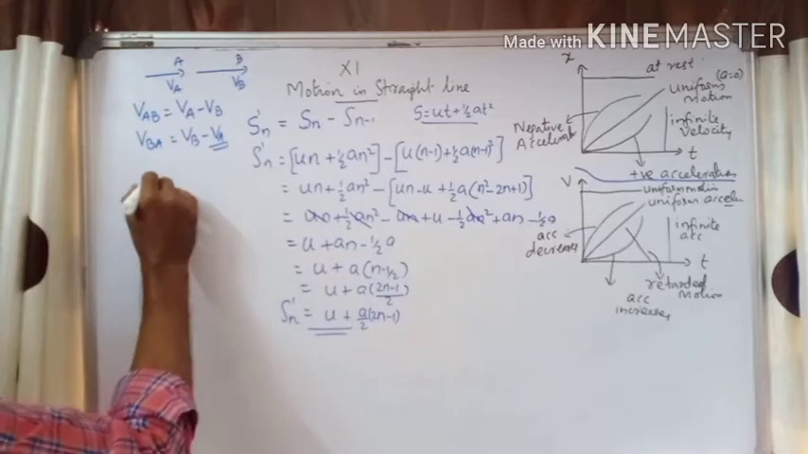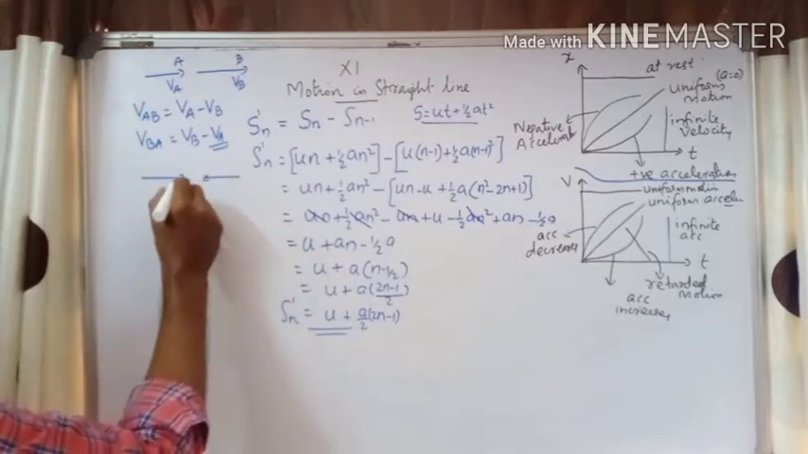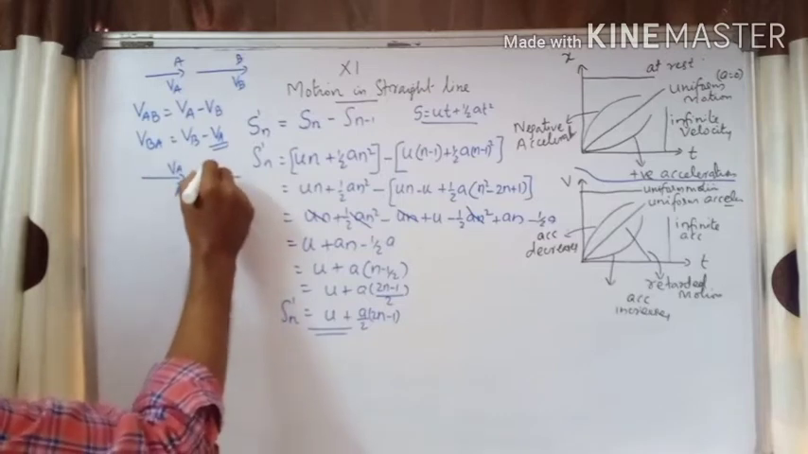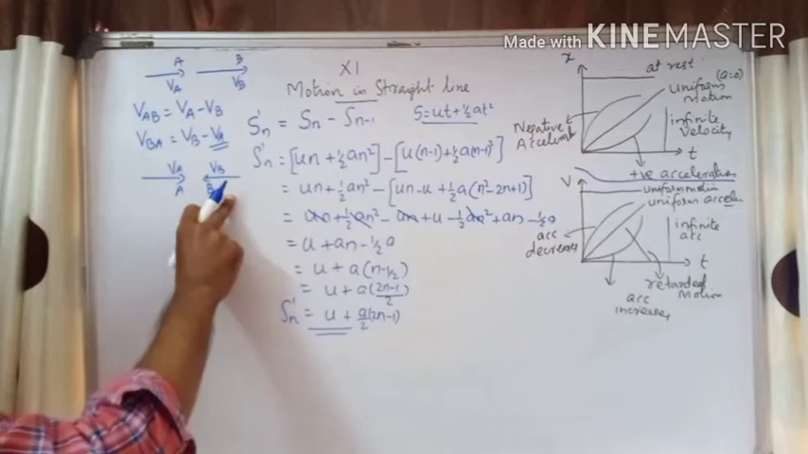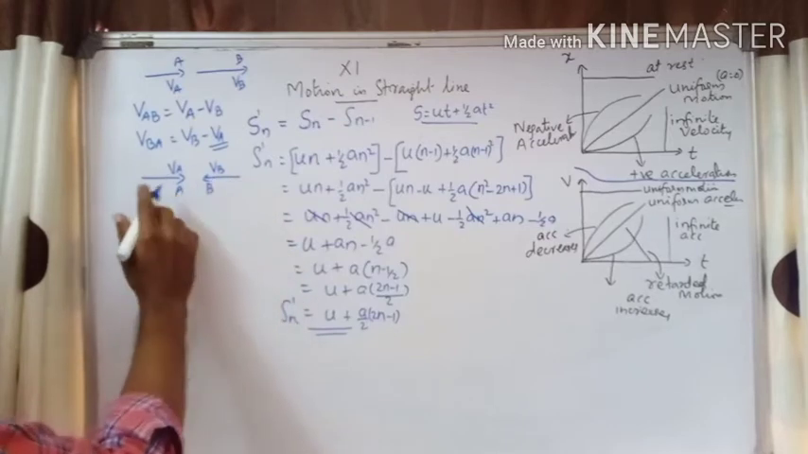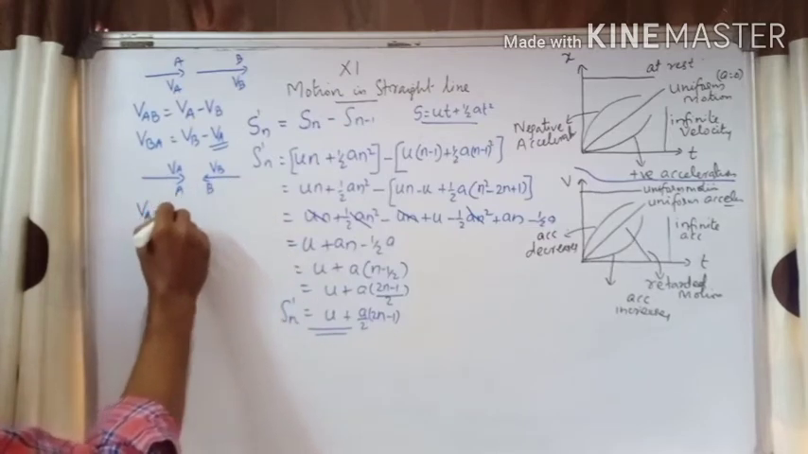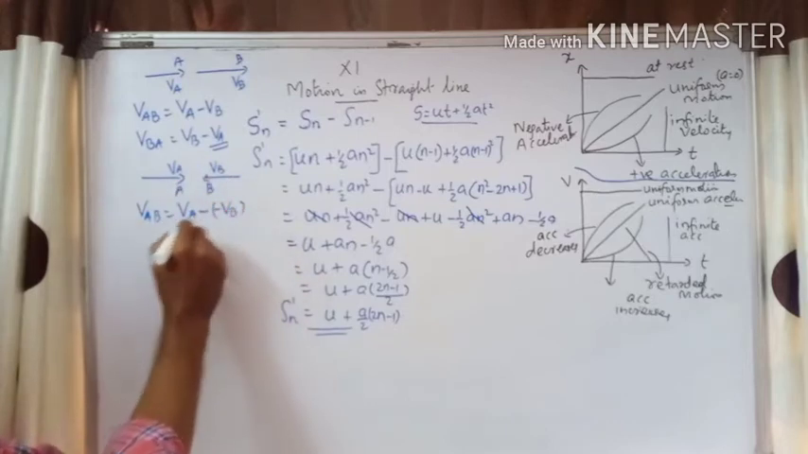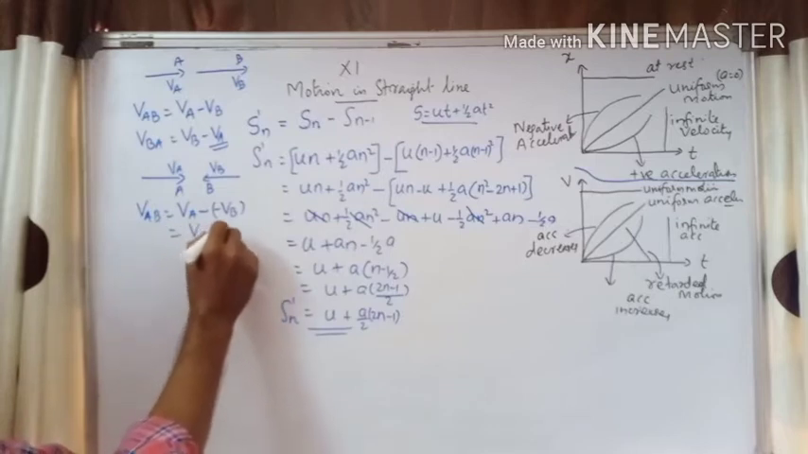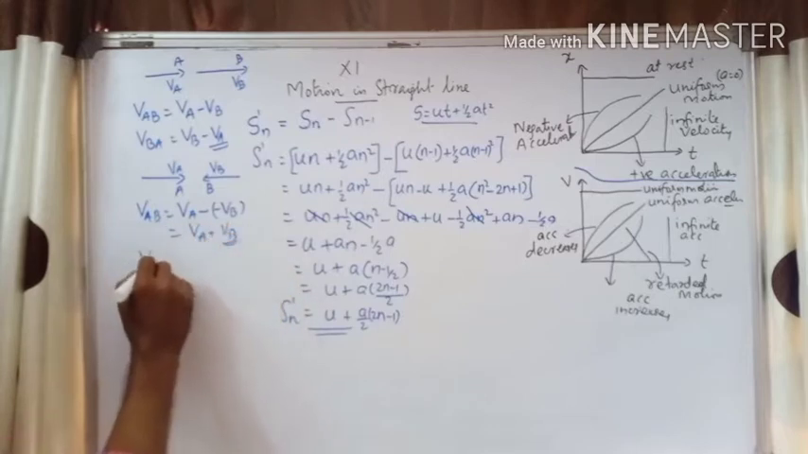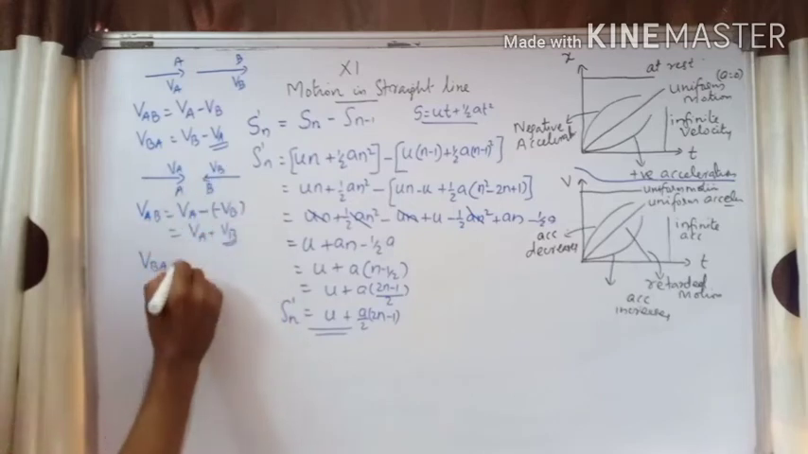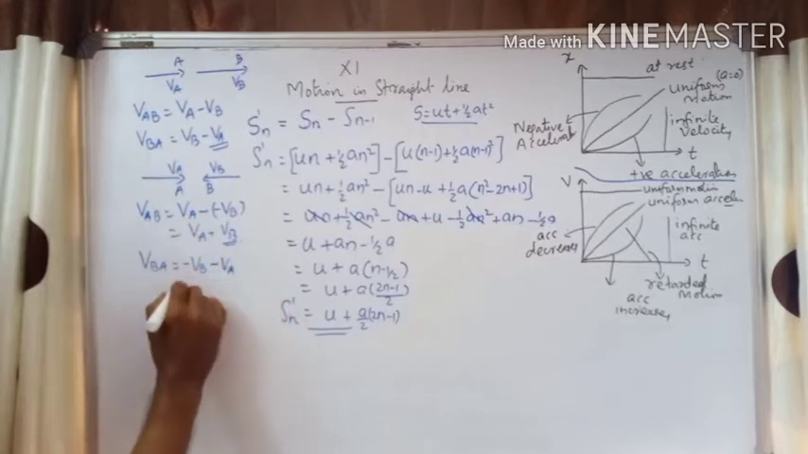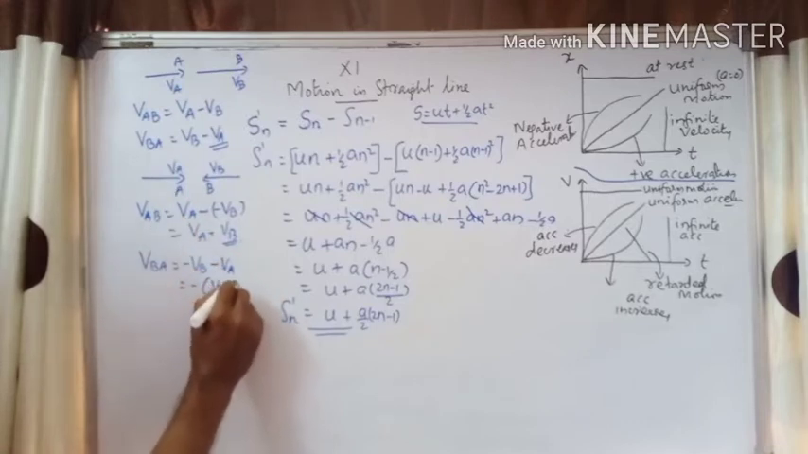Now, if one of them is in the opposite direction, we can choose this as the opposite direction. A has the velocity VA in the forward direction. This one is in the backward direction, that is VB. So this will be taken as negative, because if we take this positive, this should be negative. So what is VAB? VAB is equal to VA minus negative VB. What will be the equation? VA plus VB. And what is VBA? VB is already negative, so minus VB minus VA, that is, negative of VB plus VA.